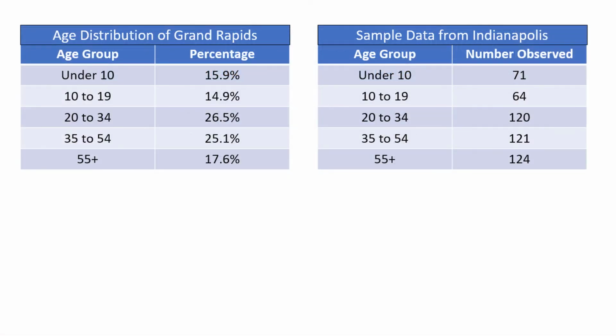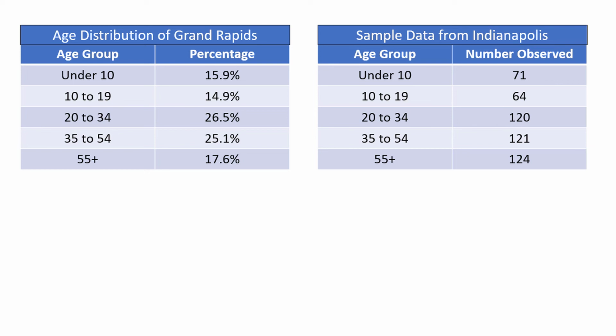Let's say we take a random sample of 500 Indianapolis residents and find that 71 are under 10 years old, 64 are between 10 and 19, 120 are from 20 to 34, 121 are from 35 to 54, and 124 are 55 or older. We would like to determine if the distribution of Indianapolis ages is different or the same as the distribution of Grand Rapids ages. I will use the same 3 steps of any hypothesis test that I've used in other videos.